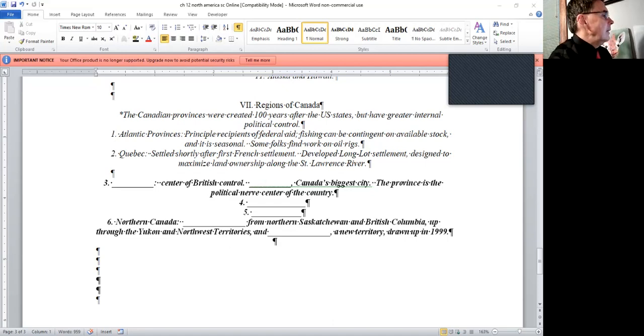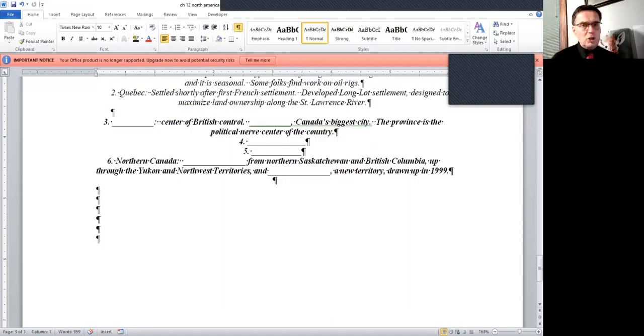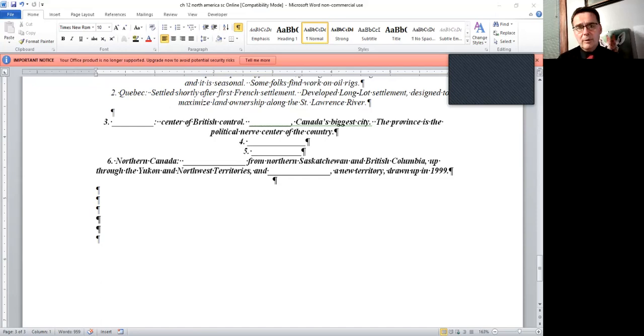Ontario, the center of British control. Toronto is Canada's biggest city. The province is also the political center of the country. It's where the capital of Ottawa is stationed. You can see that they are bordering Quebec in Northern Ontario.